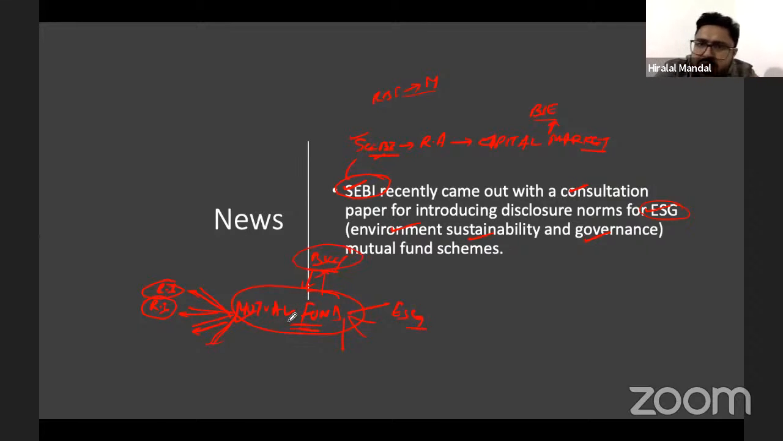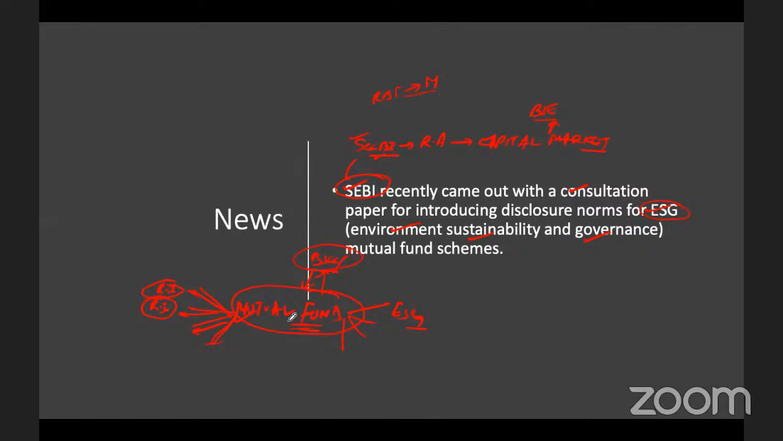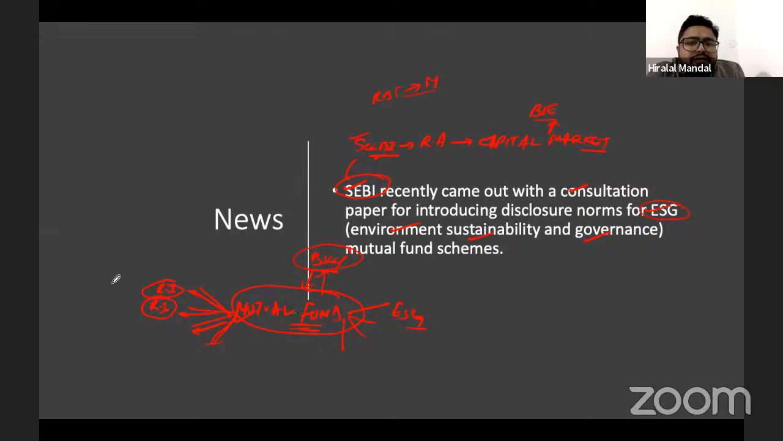You understood what a mutual fund is? Is it clear to everyone what a mutual fund is? What is a mutual fund? It is a fund which is created by pooling the resources from the retail investors.